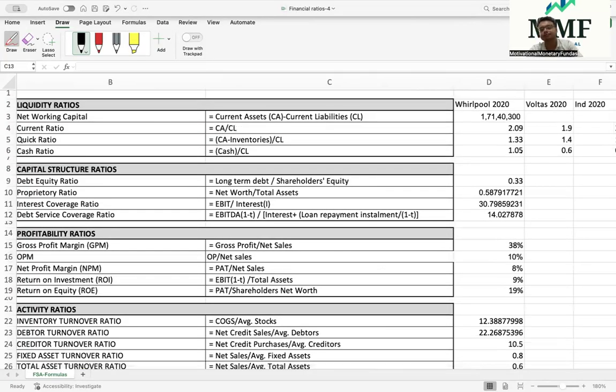Anybody has any queries? Sir, what is the PEG ratio of mid cap and small cap? Around 1.6, 1.7. And for Nifty 50, it's around 2, 2.1.